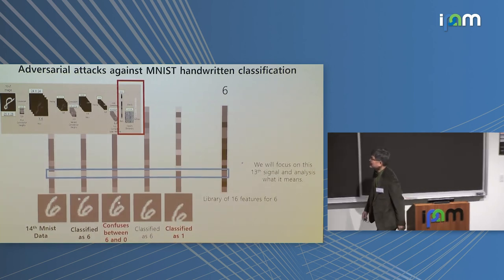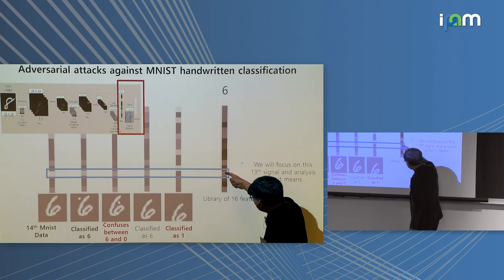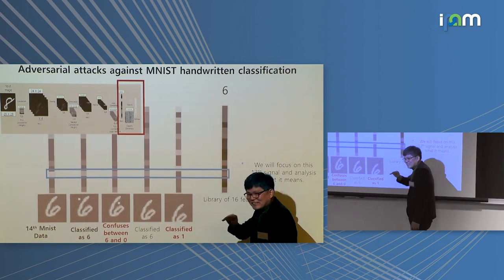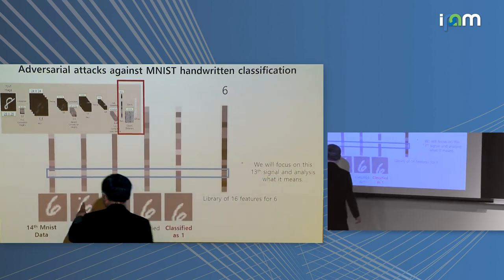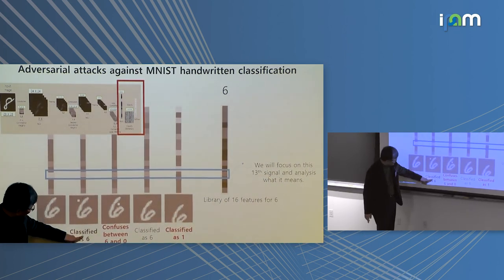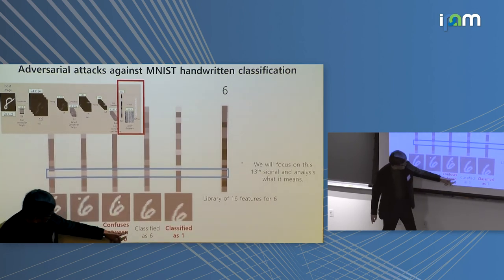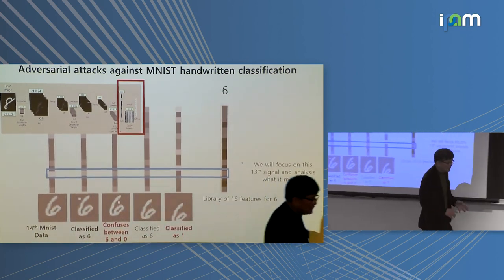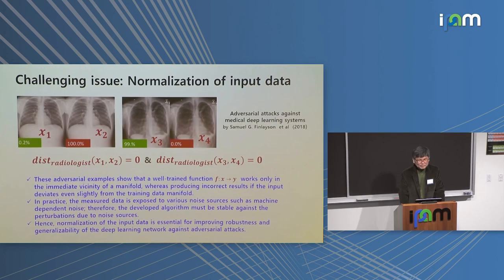The main reason for the adversarial attack is that if you look at the backpropagation, this part is very sensitive to noise, so if we change just one thing, this is classified differently. This confuses 6 and 0, and this one is classified as 1. So somehow a human makes no mistake, but the machine makes a mistake.